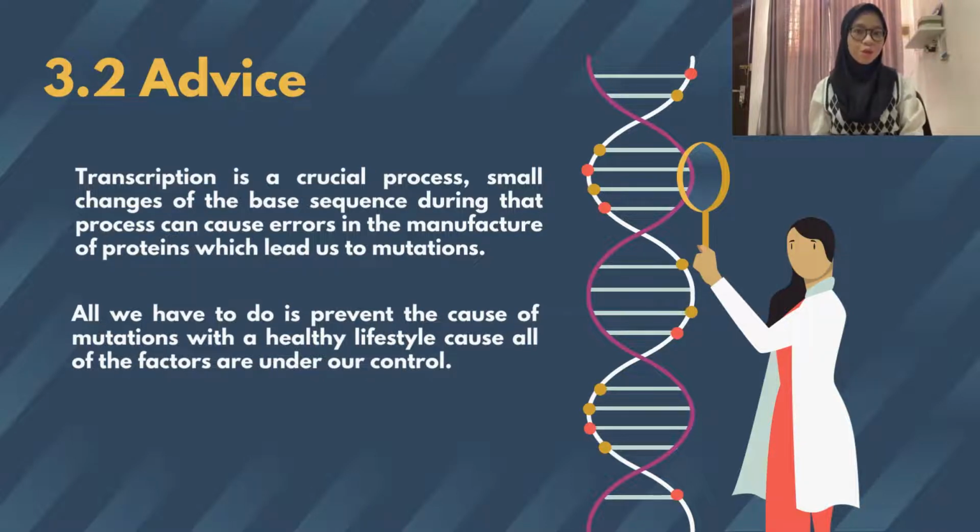So, from this student project, we know that transcription is a crucial process. Small changes of the base sequence during that process can cause error in the manufacture of proteins, which lead us to mutation. All we have to do is prevent the cause of mutation with a healthy lifestyle, because all of the factors are under our control. So, let's try to avoid smoking and being near smoke, wear sunscreen to minimize the excess of sun exposure, and limit consumption of processed meat and grilled food. Thank you.